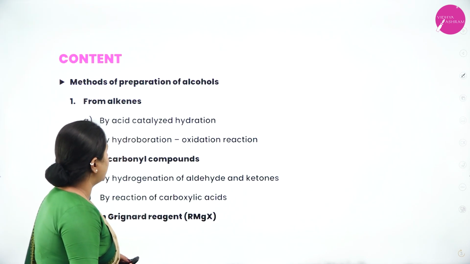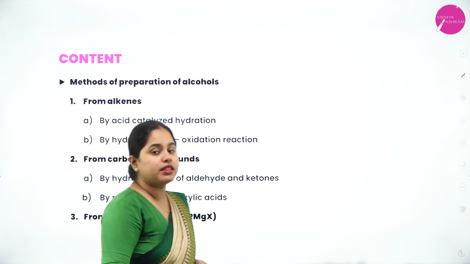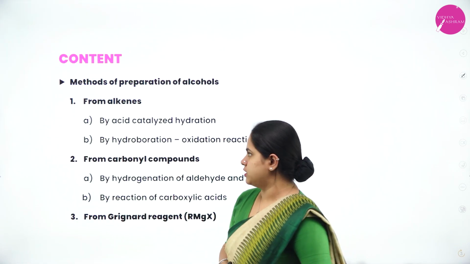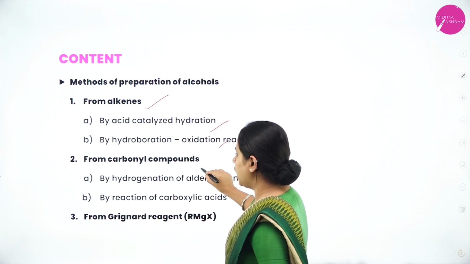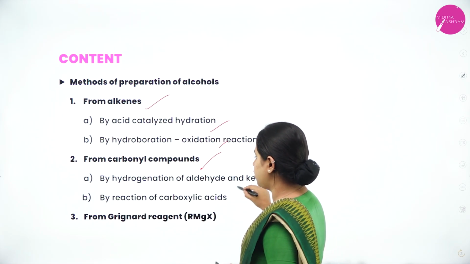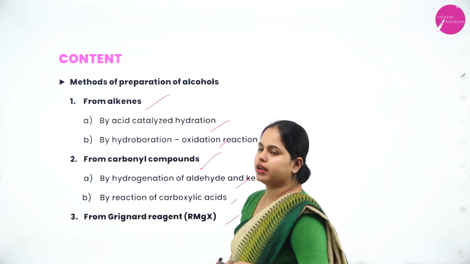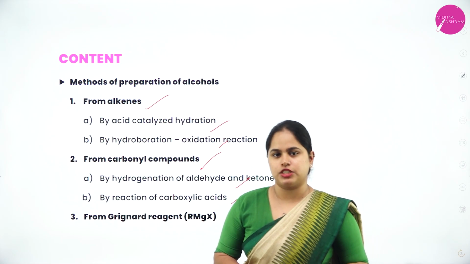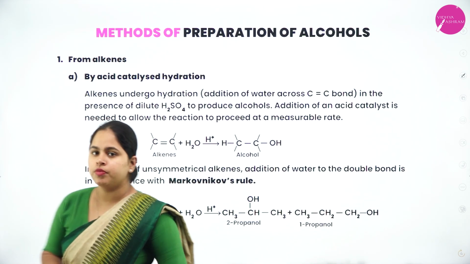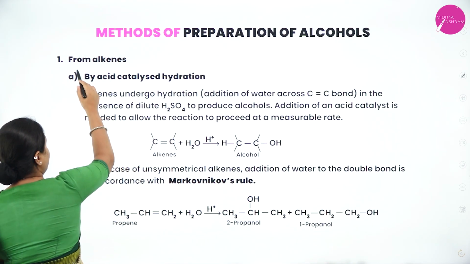So in today's session we are going to study the different methods of preparation of alcohols. From alkenes there are 2 methods. From carbonyl compounds there are 2 methods as well. And we will also see how you can prepare alcohols from Grignard reagents. So all this we are going to study in this session. First, beginning with the first method of preparation, from alkenes.